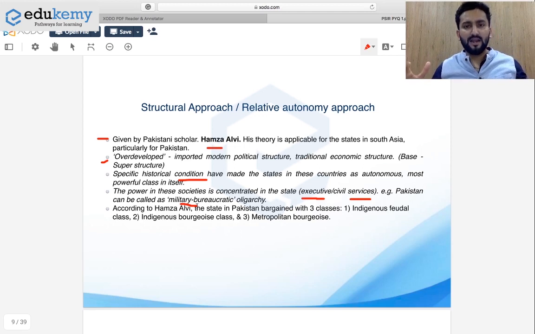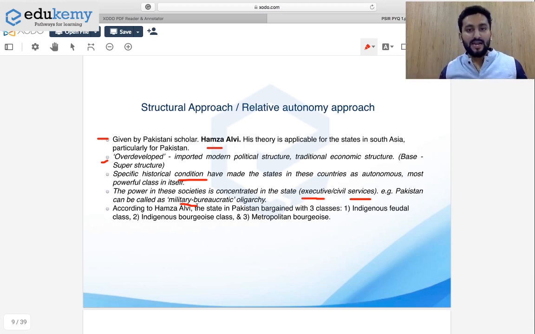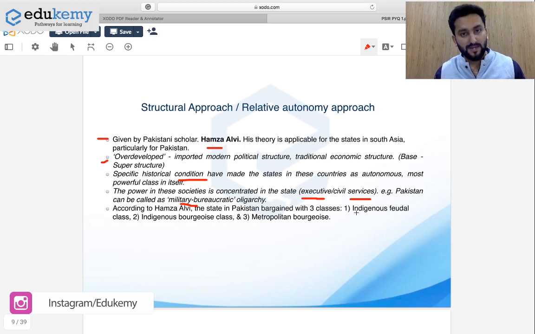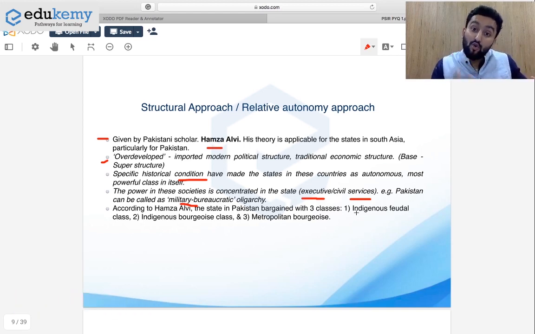Hamza Alavi said that in post-colonial states, the state itself is a class. The state is not an instrument of the bourgeois class. The state is itself a class which bargains among other classes. For example, the indigenous feudal class. If we talk about Pakistan, there were big landlords, so they were having their power. So the state is going to bargain. When I say bargain, it means the state is going to do something for them, and the state is also going to put some pressure on them to get certain things done.